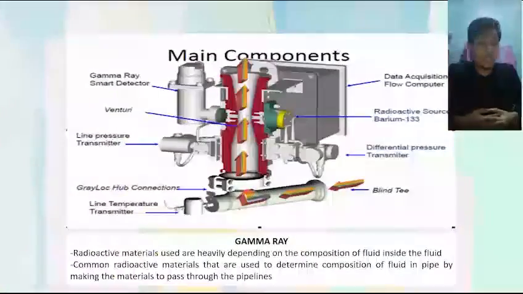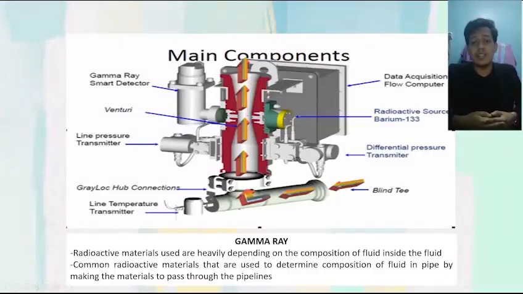Okay, so next I'm going to explain about gamma ray technology. Gamma ray technology is commonly used in the oil and gas industry. Why? Why is gamma ray popular in the oil and gas industry? The answer is gamma ray technology have the capabilities to withstand challenges such as slugging and at the same time provide good readable data of composition in the reservoir.